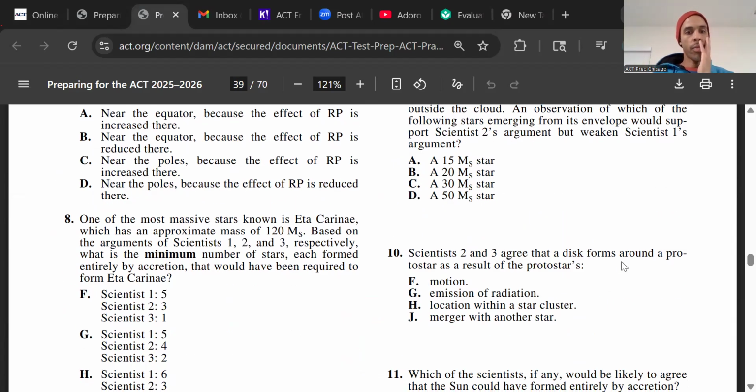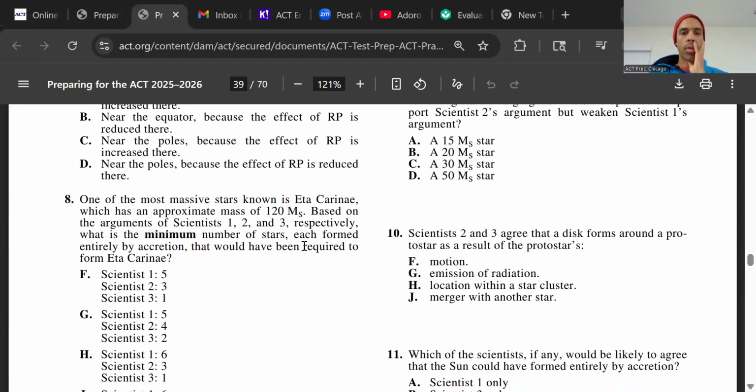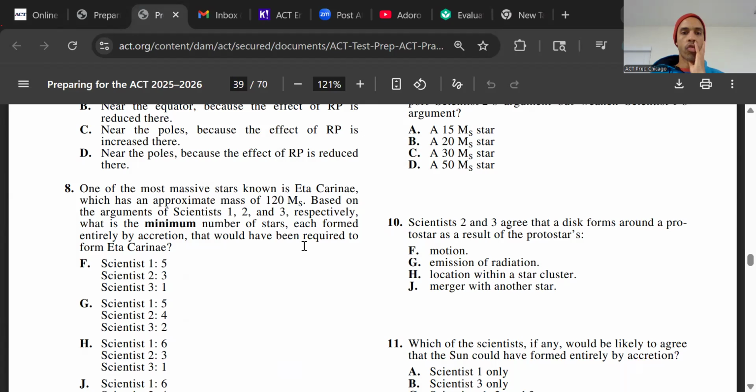8. One of the most massive stars known is Eta Carinae, which has an approximate mass of 120 solar masses. Based on the arguments of the scientists, what is the minimum number of stars, each formed entirely by accretion, that would have been required to form it? So if they were all formed by accretion, the minimum number of stars, each formed entirely by accretion.